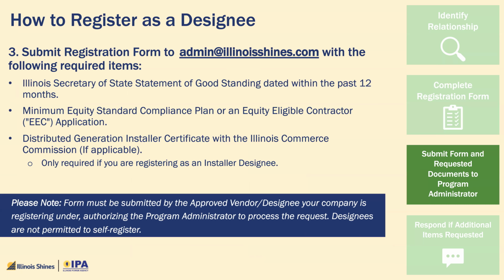So once you complete this registration form, the next step is to submit this form along with the supporting documentation listed here to admin@illinoisshines.com with an Illinois Secretary of State Statement of Good Standing dated within the past 12 months, and a minimum equity standard compliance plan. This is required of all program entities unless you are an equity eligible contractor. So if your company qualifies as an equity eligible contractor, you can submit this to the program upon registering as a designee as well.